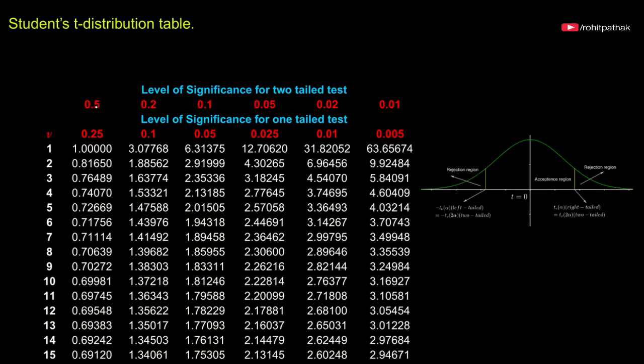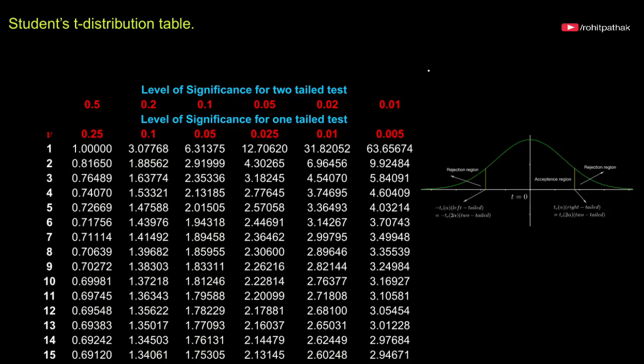In this table, we have been given the top row as level of significance for two-tailed test. So these are the levels of significance for two-tailed test, and this is level of significance for right-tailed test. So these values have been given for level of significance for one-tailed test. If we want to find values for two-tailed test, then we have to just double the level of significance.